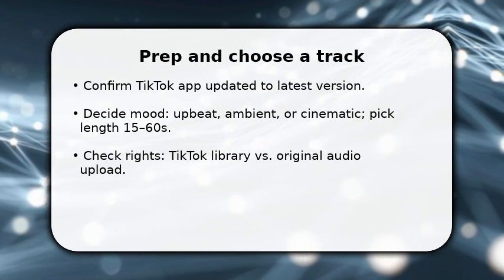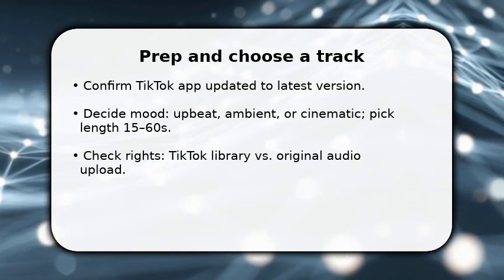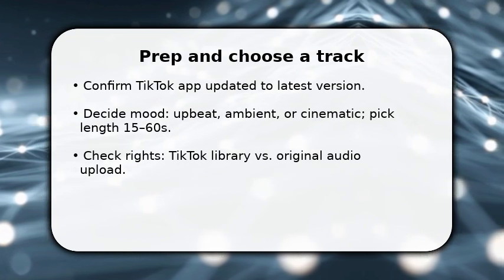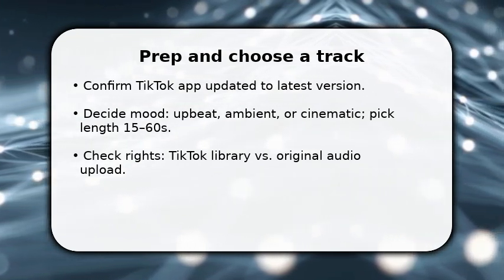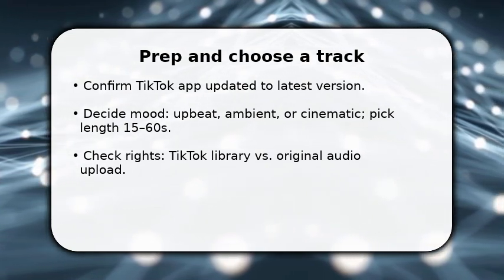Next, tap sounds and browse categories or search a specific song. Choose a clip length between 15 and 60 seconds for best sync. If you plan original audio, record with good levels and consider uploading via TikTok's uploader. Once done, you'll be ready to align music with visuals.